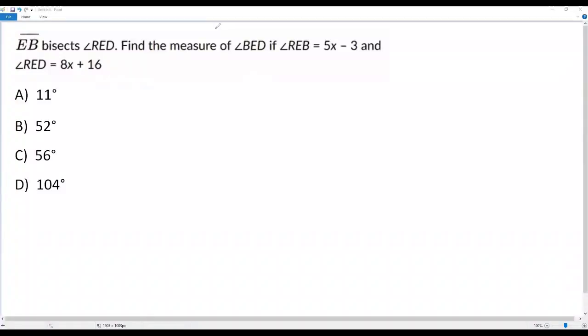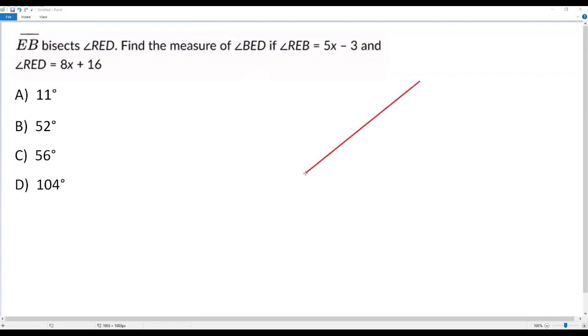Here we have a geometry problem on angle bisectors. Okay, let's go to the question. Line segment EB bisects angle RED. Find the measure of angle BED if angle REB equals 5x - 3 and angle RED equals 8x + 16.